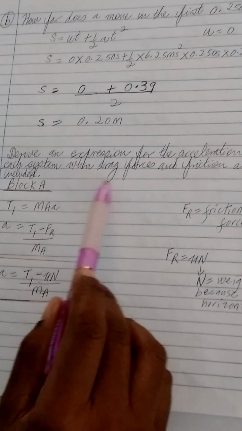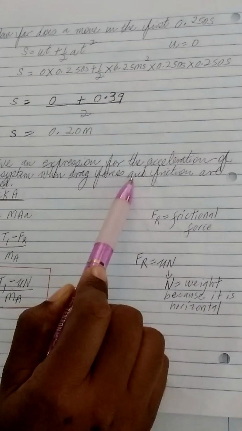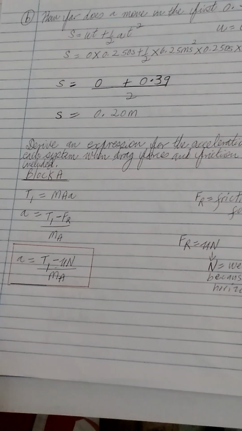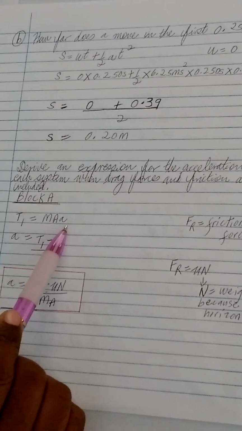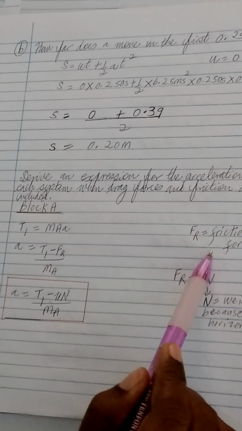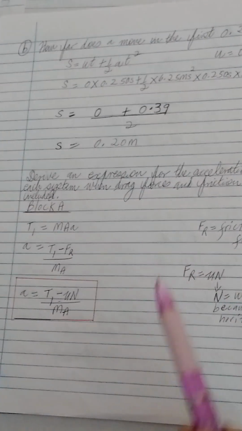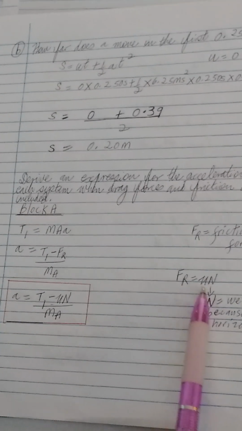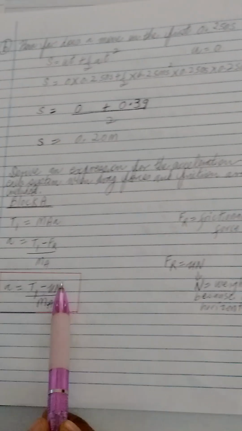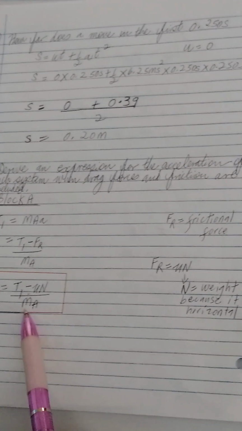Now we're going to be deriving an expression for the acceleration of each system, that is for each of the blocks, when drag forces and friction are included. So we're going to start by looking at block A, and T1 is equal to MA times A. And of course, if we substitute for A, we have T1 minus Fr, which is the frictional force, divided by MA. Based on the fact that frictional force is equal to mu N, where N is equal to the weight because it is horizontal, we substitute for Fr here. So it is now T1 minus mu N, divided by MA.